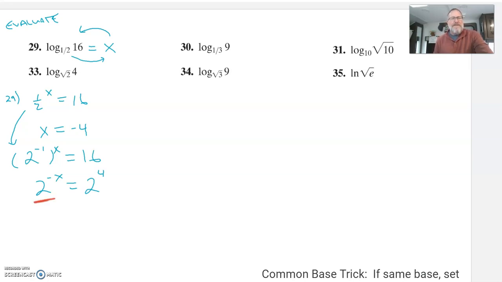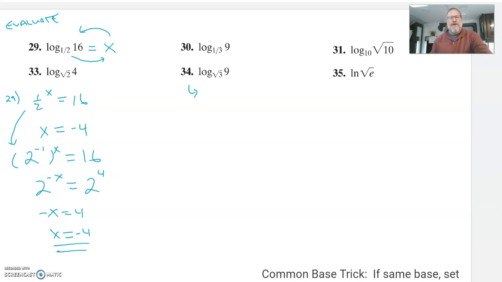Look, if you have same bases, you can set the exponents equal. Again, if your base value is the same, we're in the base of 2 to something here, then you can just set the exponents equal to each other. -x equals 4. X equals -4. Isn't that cool? Neat little trick. It's called the common base trick.